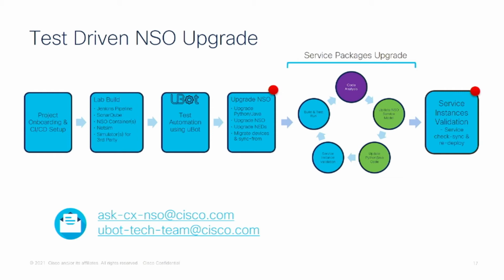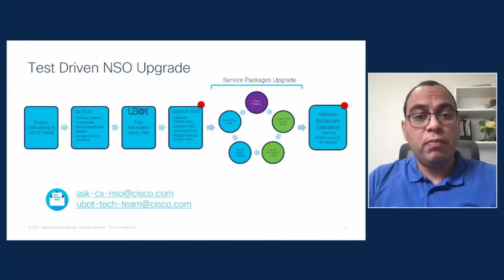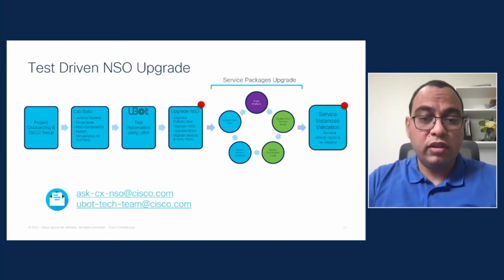After that, we'll start doing the actual upgrade in the lab by upgrading Python and Java version if required, upgrading the NSO version, upgrading the NEDs, and migrating the devices. And this will be repeated if you have LSA or high availability or multi-NSO environment. This will be repeated for every single node. Then we'll start the process of upgrading the NSO service packages as well, your NSO services. So this could be one service, could be 100 services.